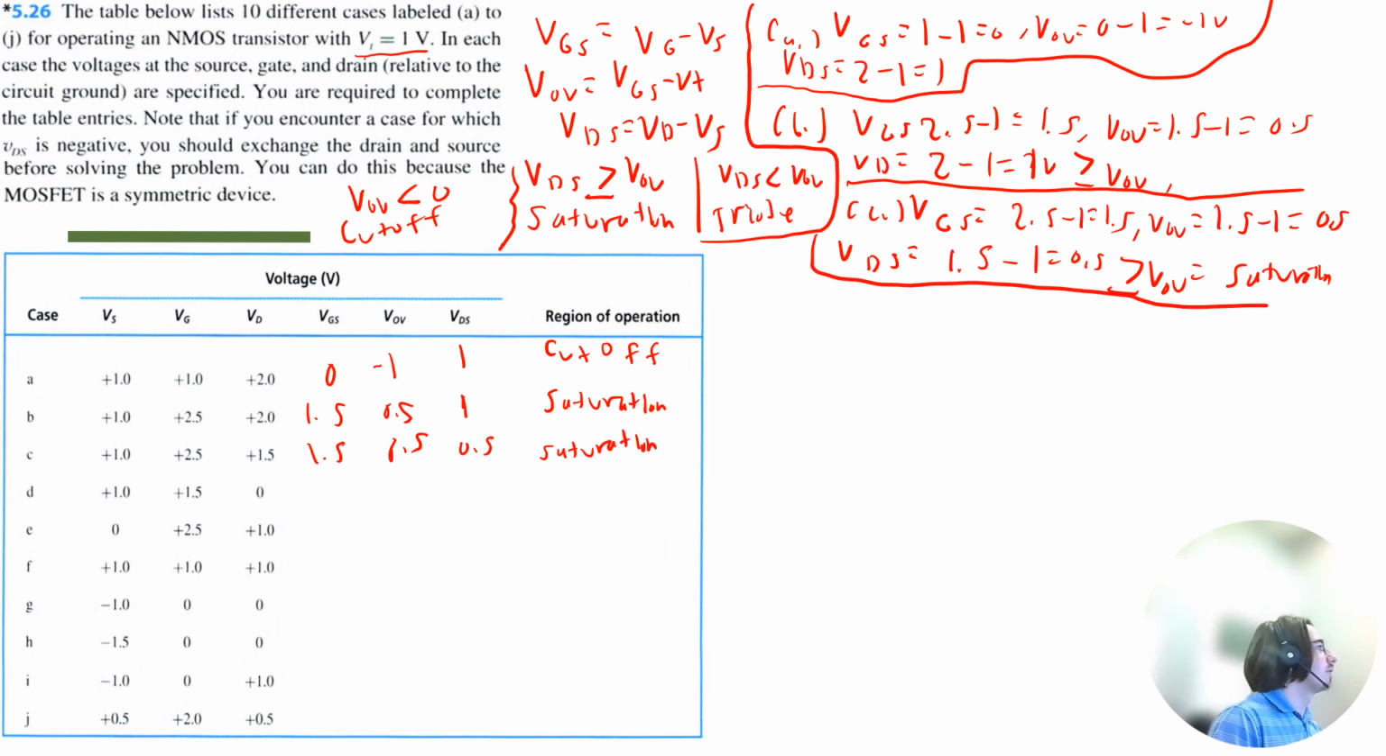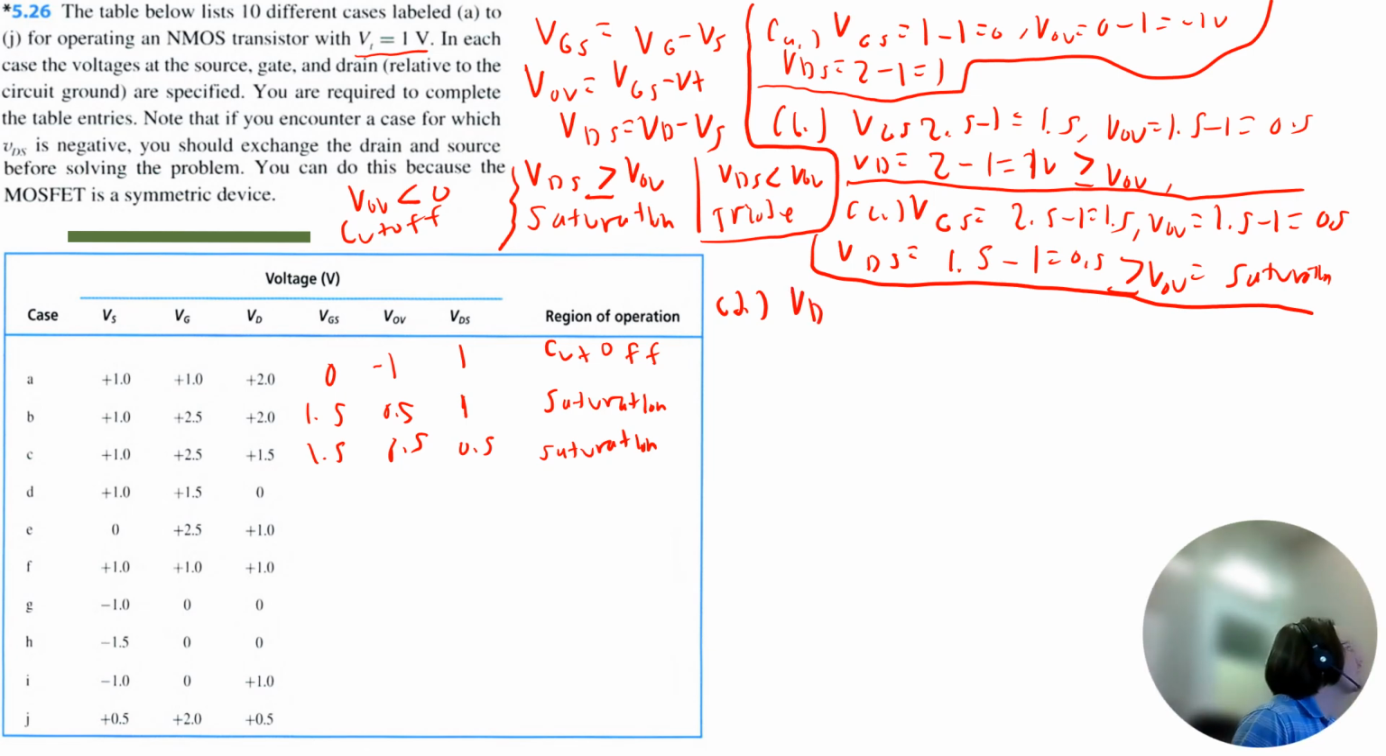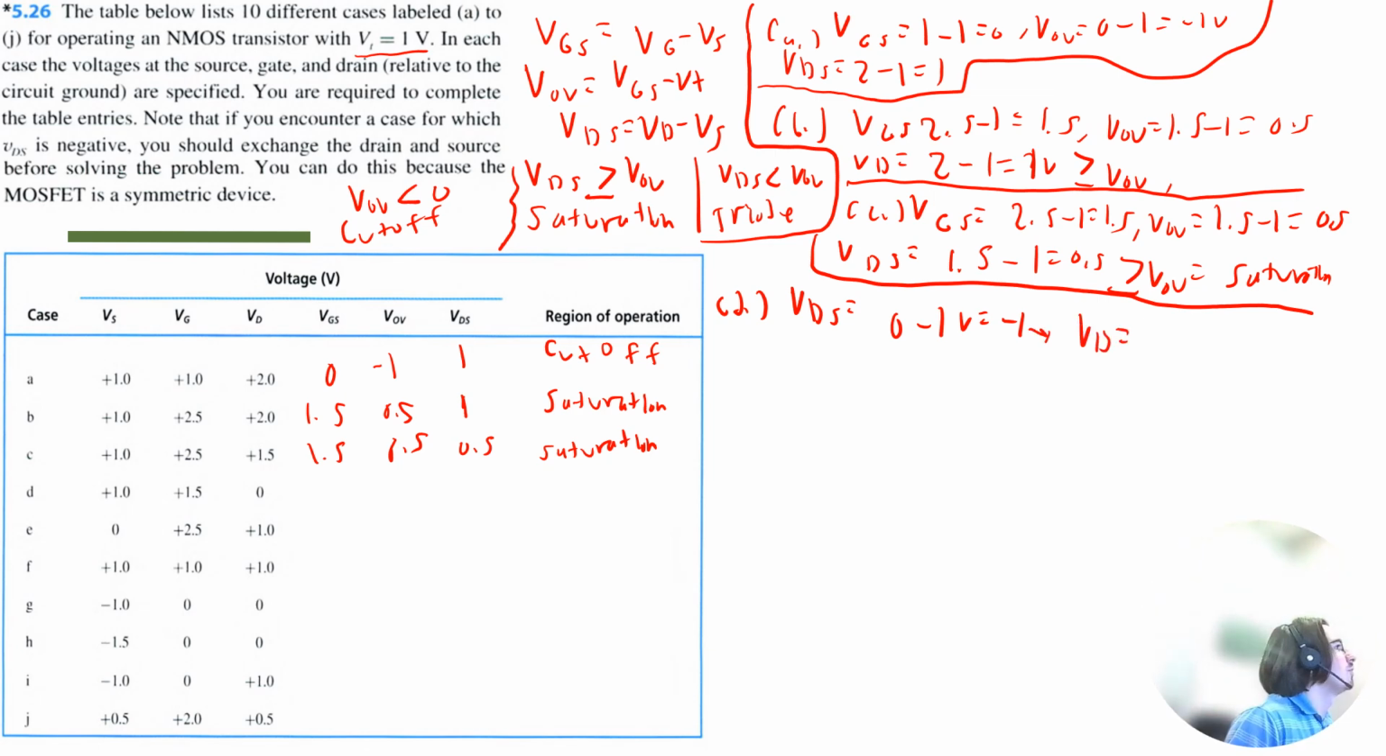Okay, let's solve case D. So I already noticed that voltage at drain is less than voltage at source, which means we're going to get a negative value. So according to the problem, we need to exchange the drain and source. So that means that voltage at drain will now be 1 volt and voltage at source will be 0. I'm just going to make that note here.